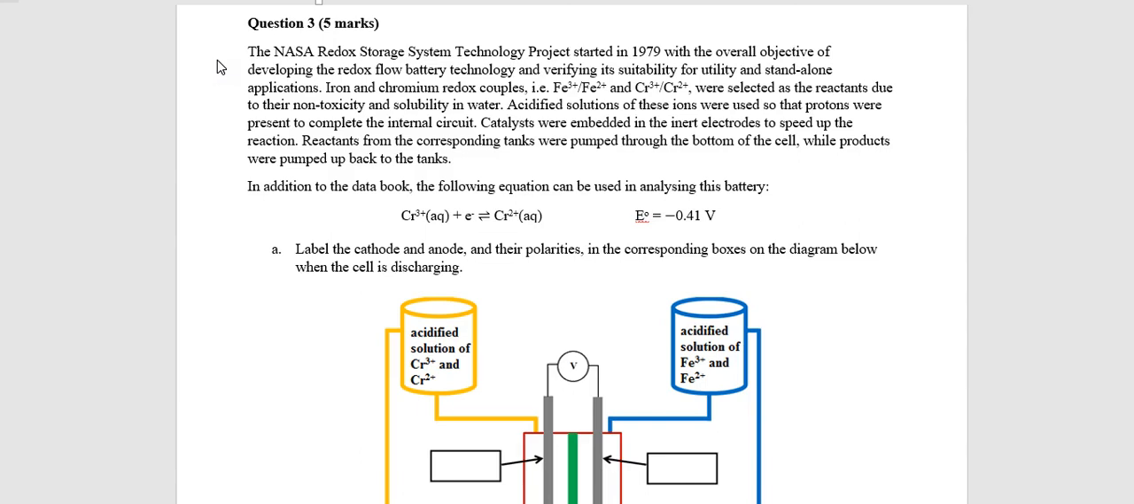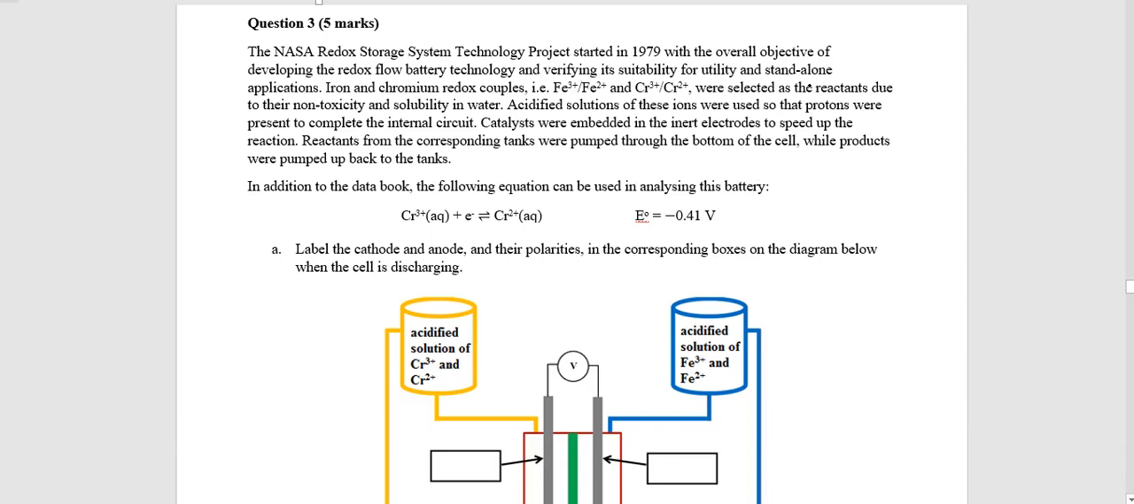You have the NASA Redox Storage System Technology Project. A real thing, I did not make this up. Started in 1979 with the overall objective of developing blah blah blah redox flow battery technology and verifying its suitability for utility and standalone application. So the standard gibberish that you get in one of these scenario questions.